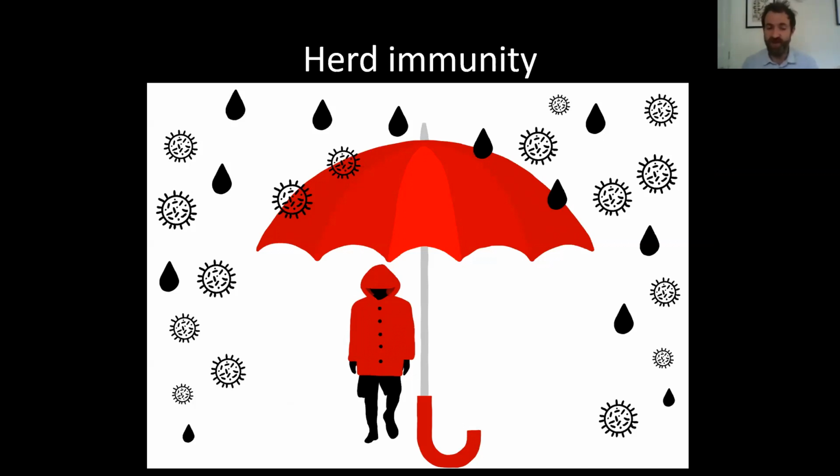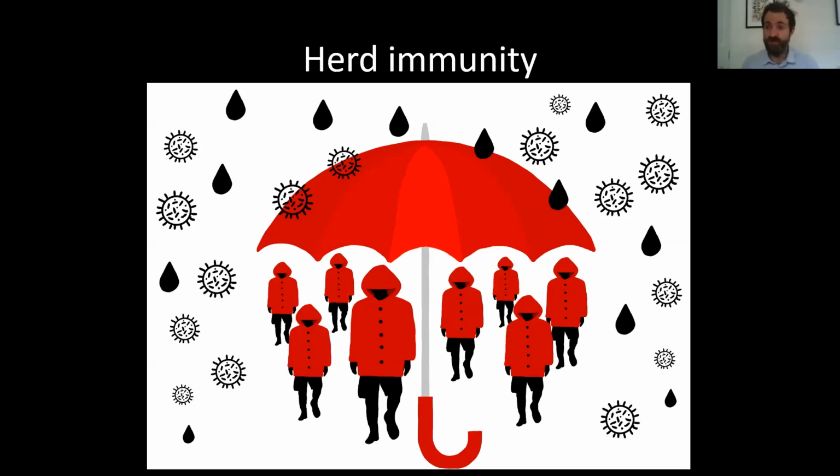You can't get herd immunity on your own, but you need loads of people to get vaccinated, and if enough people get vaccinated, you get this umbrella, you get herd immunity, so that the disease can no longer spread through the population. And the great thing about herd immunity is that once you've got this umbrella, it doesn't just keep the people that have been vaccinated dry, it keeps everyone dry.